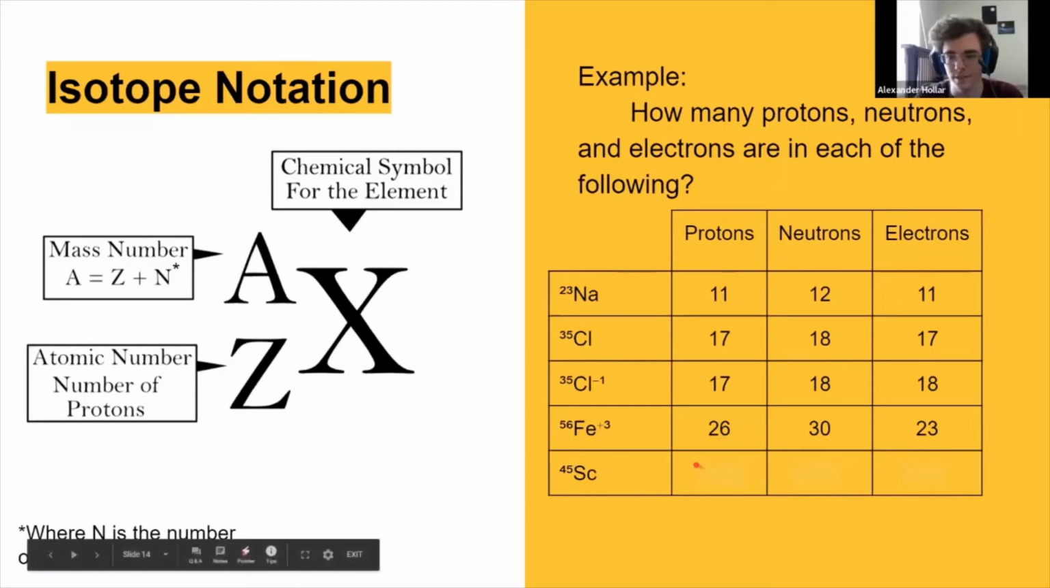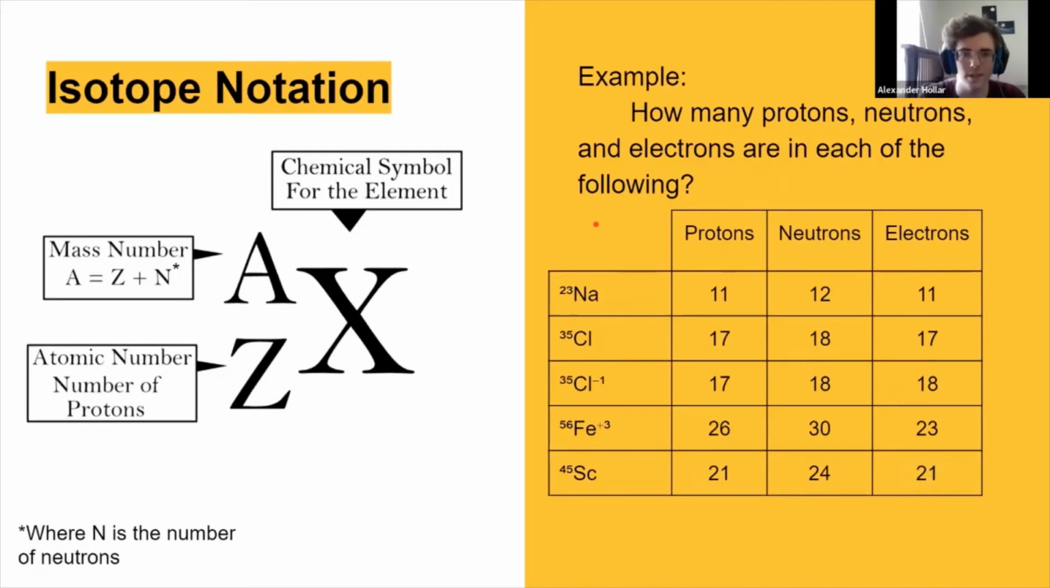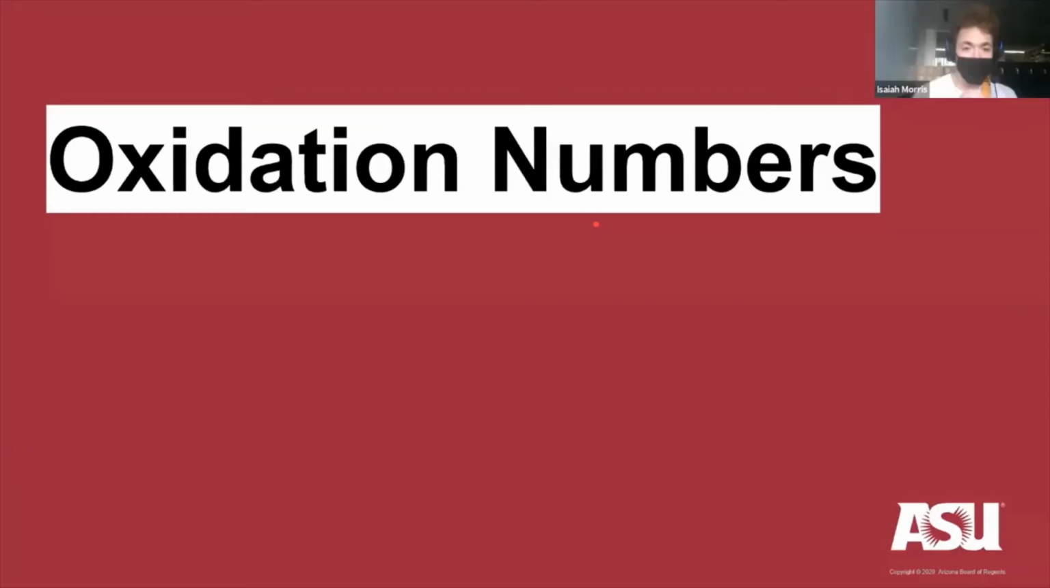All right. And then does anybody have this last one? Would it be 21 protons, 24 neutrons, and 21 electrons? Yep, exactly. All right, good job. All right, now we're moving on to oxidation numbers.